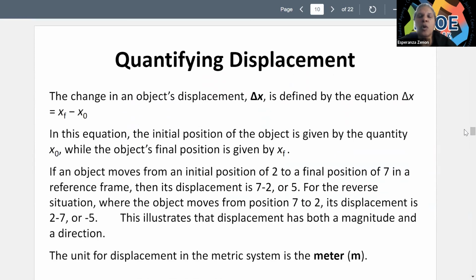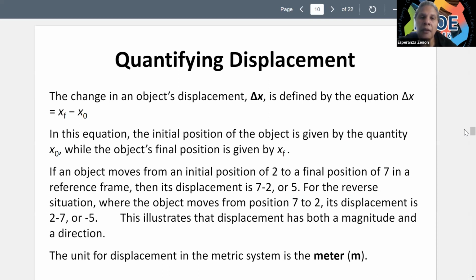So when we want to quantify displacement, move beyond just the concept of displacement. When we actually want to quantify it, we do delta X, the change in position. X is position, delta X is change in position. How do you determine that? By taking the final position minus the starting position.